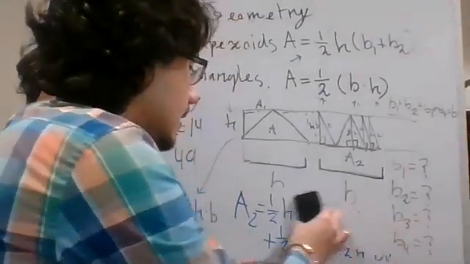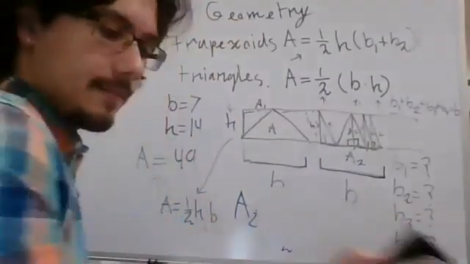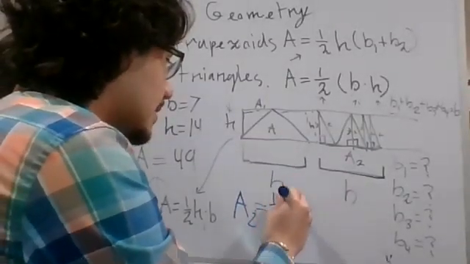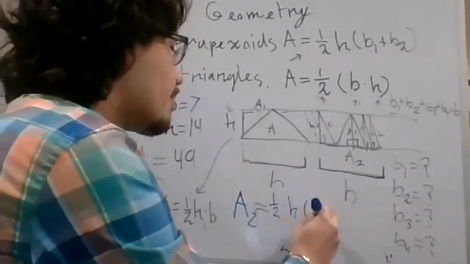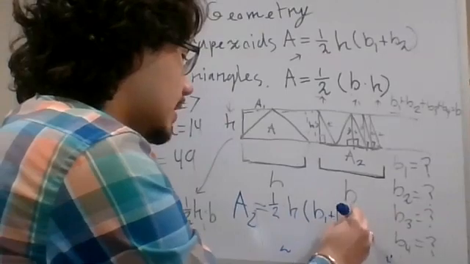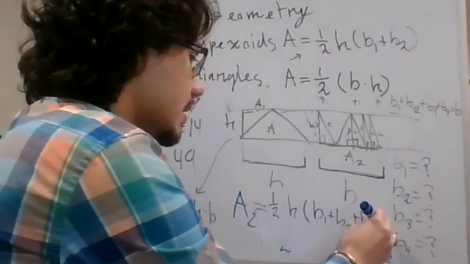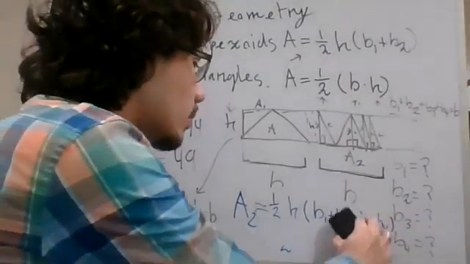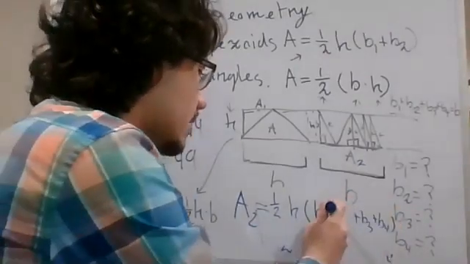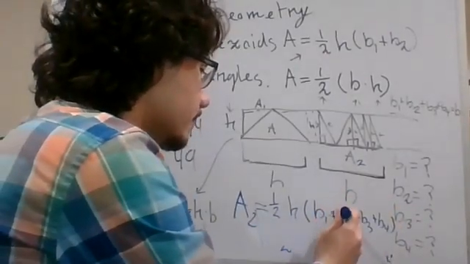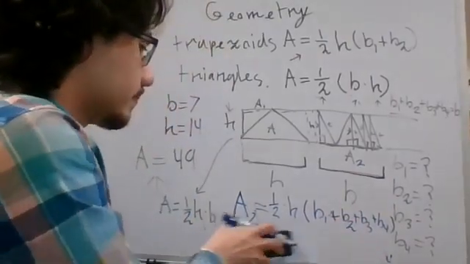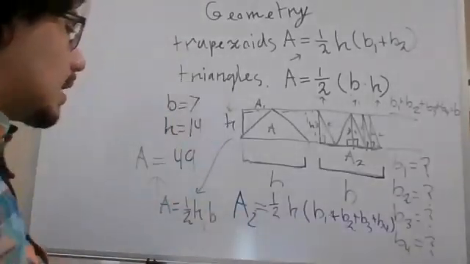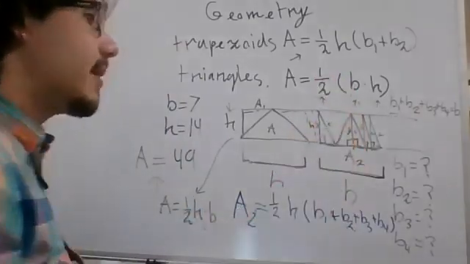So we may simplify this. Instead of saying that, we can say 1/2 times height times base 1 plus base 2 plus base 3 plus base 4. And this is equal to what we just wrote before. Any questions so far? No, sir. Very good. So this is the area of all the triangles on the right side.